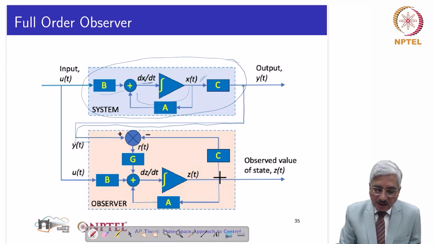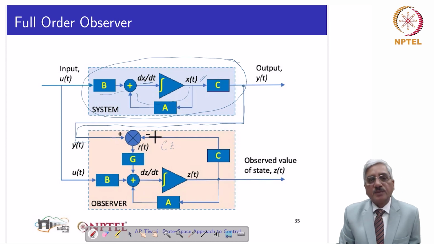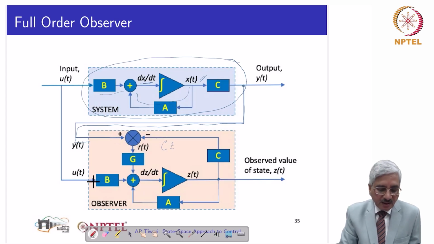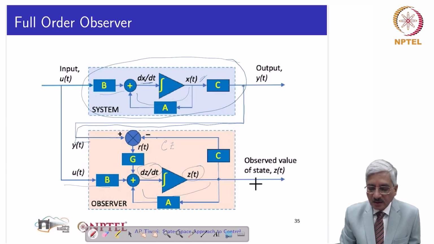Internally, C times Z is generated, like C times X; similarly C times Z is the output based on the observed state. So the difference, Y minus Y of the observer, is the residual R. G times that will be added to B times U and A times Z to get the Z dot, and Z dot will be integrated to get Z, which is the observed value of the state.